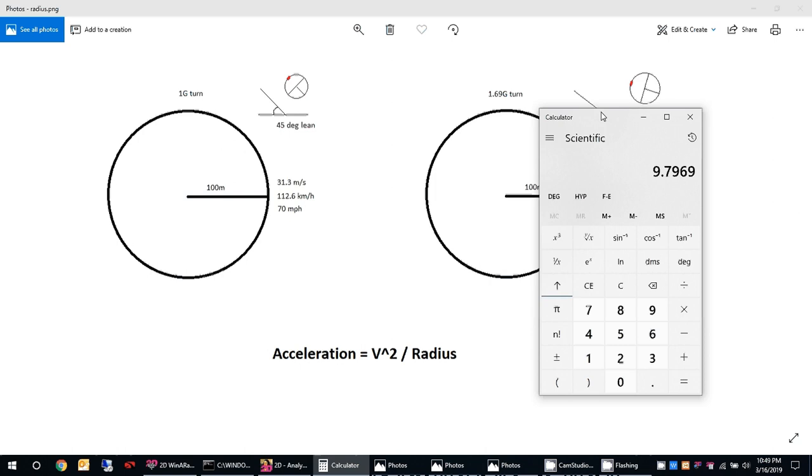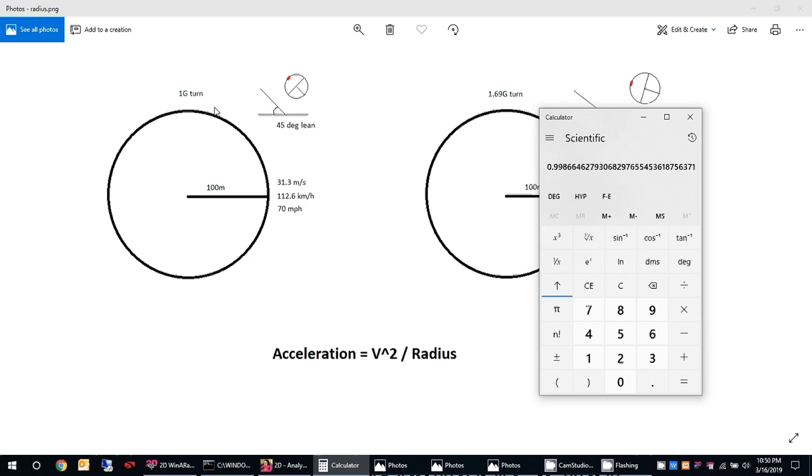If I want to convert it to G's, which stands for gravity, gravity is 9.81 meters per second squared. So I'm just going to divide it by 9.81, and we get 0.998 G's. So if I round it up, it's a 1 G turn. It's exactly a 1 G turn.